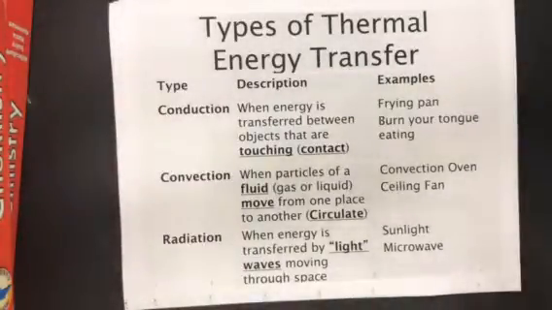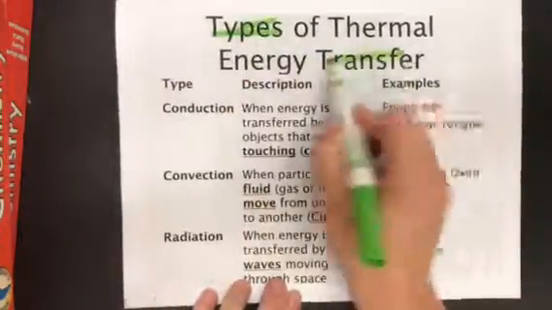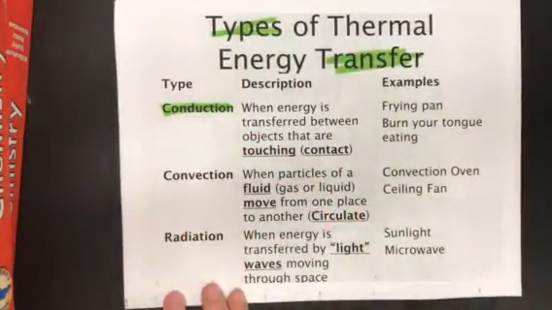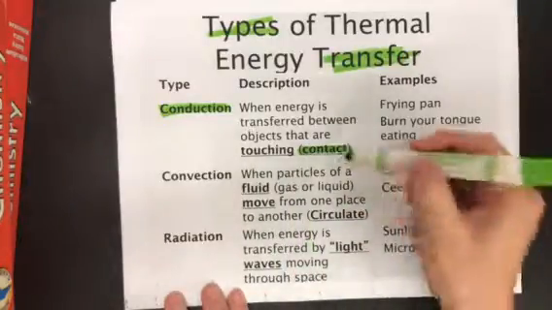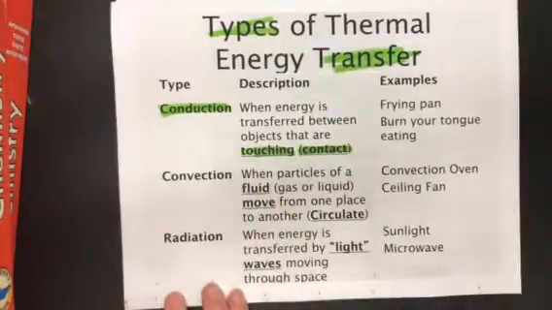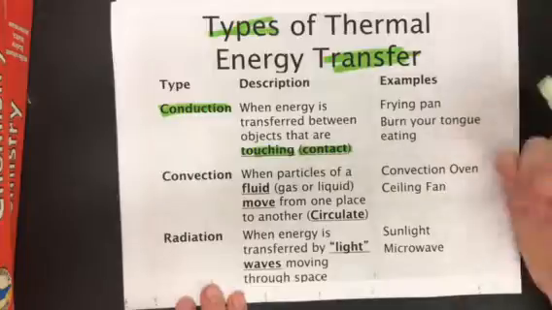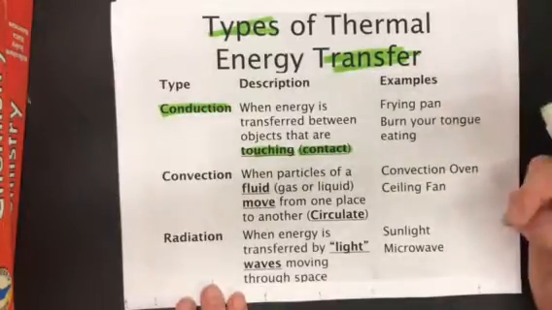Okay, the next topic, after we've gone through all those different definitions, we now need to talk about the types of transfer. Okay, conduction, key word is going to be contact. Conduction means the objects have to be touching for the heat to be transferred. So like a spoon in a bowl of hot soup. The spoon will eventually get warm as well because of the soup touching the hot spoon.